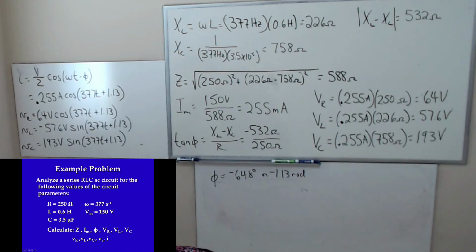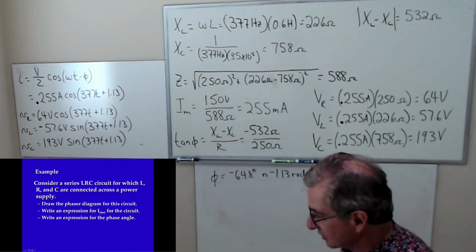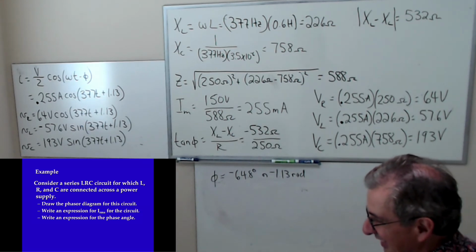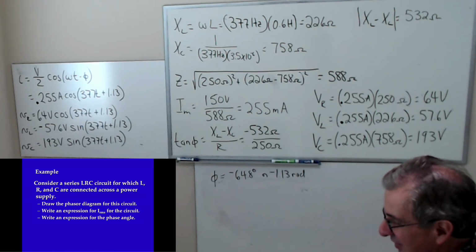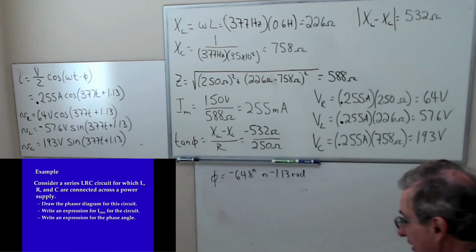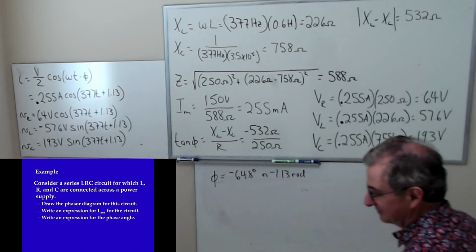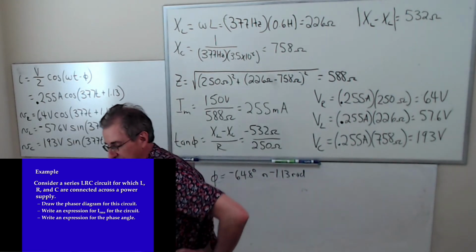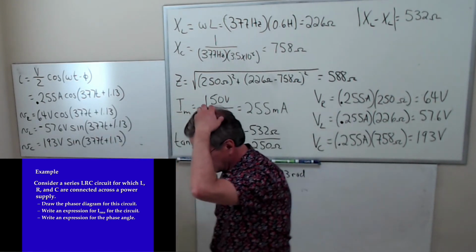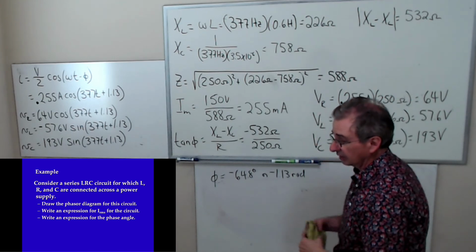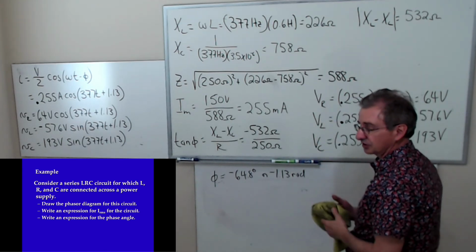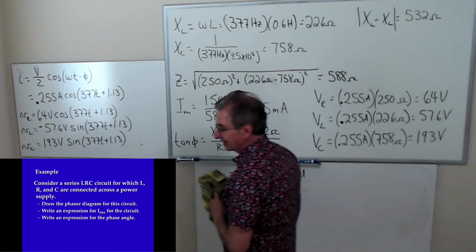All right, let's do a fun problem, something that Chase alluded to. We have three components in parallel. This is actually a problem in your book. I mean, I didn't assign it for homework, but it's a problem in your book. I want to derive the phasor diagram for this circuit.